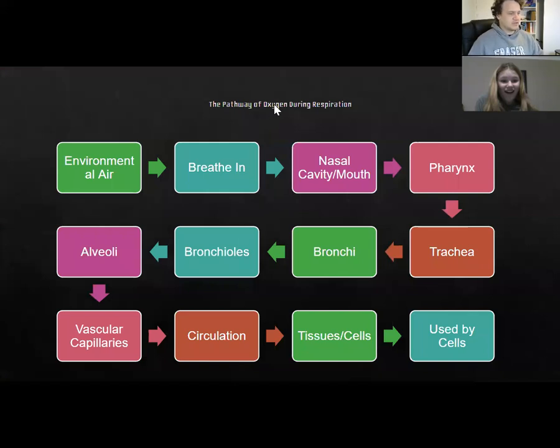So, pathway of oxygen during respiration. We breathe in the environmental air through the nasal cavity, into the pharynx, through the trachea down here, down to the bronchi, across to the bronchioles, into the alveoli, which goes into the blood, into circulation, to the tissues and cells. And then the cells use this to produce energy.